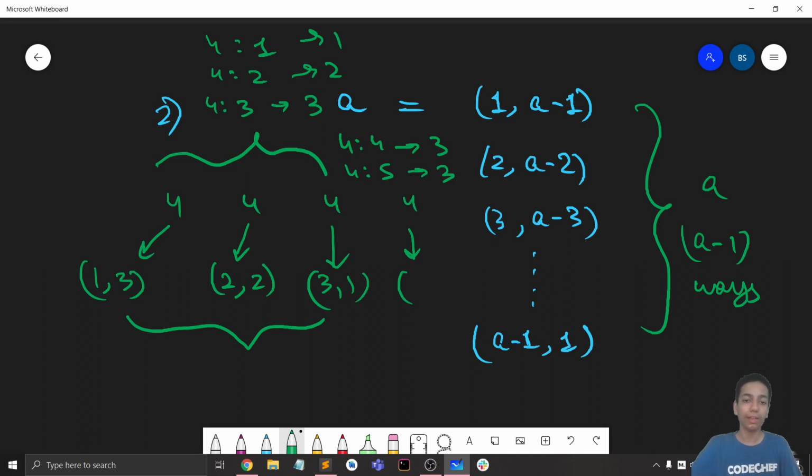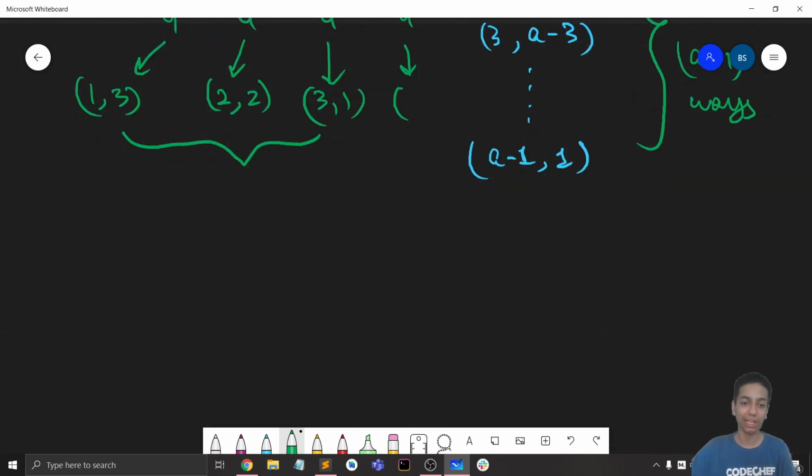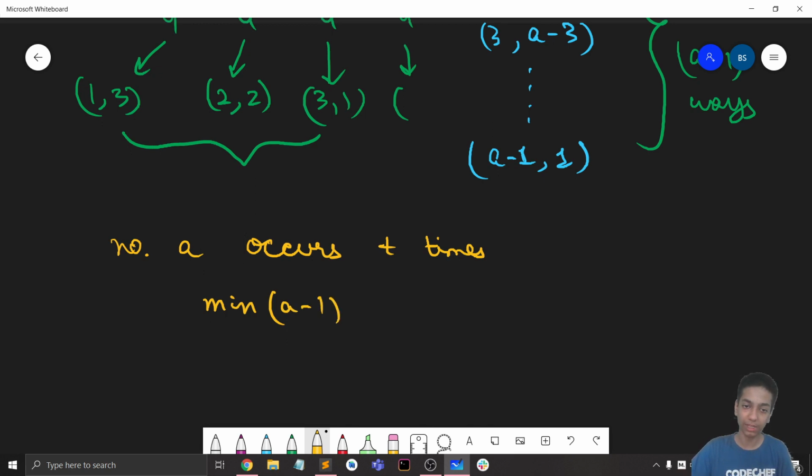So formally I can say that if a number a occurs t times, it can be split into the minimum of a minus 1 and t. So this clearly means that there are a minus 1 ways to split the number, and if I have more occurrences, then I'll take the smaller one. If I have fewer occurrences, then even though I have much more potential to split it into more unique points, I do not even have the capacity, the frequency, right?